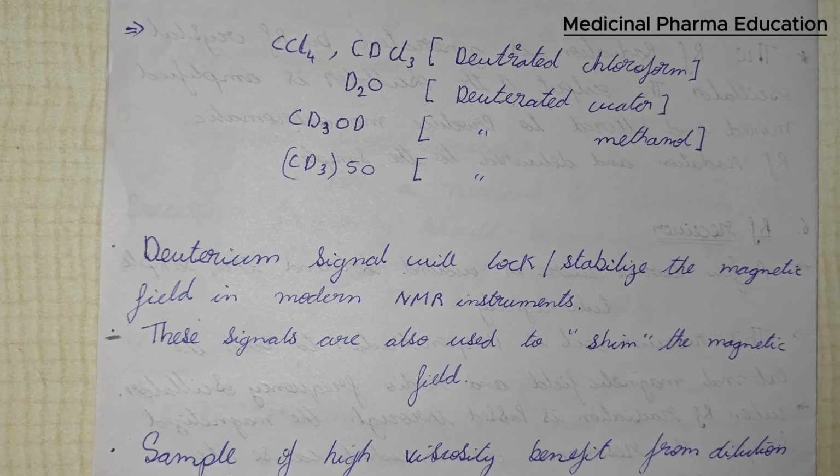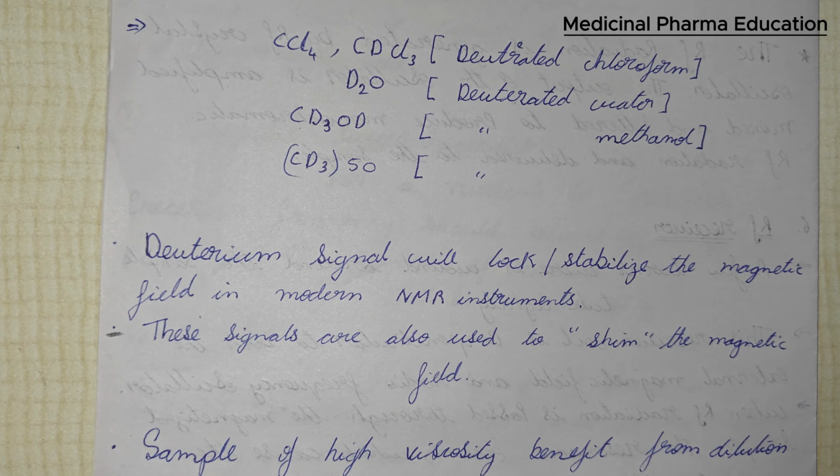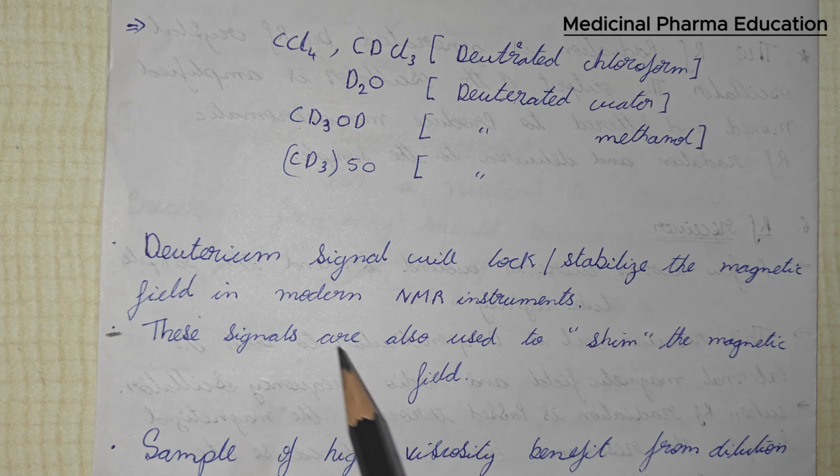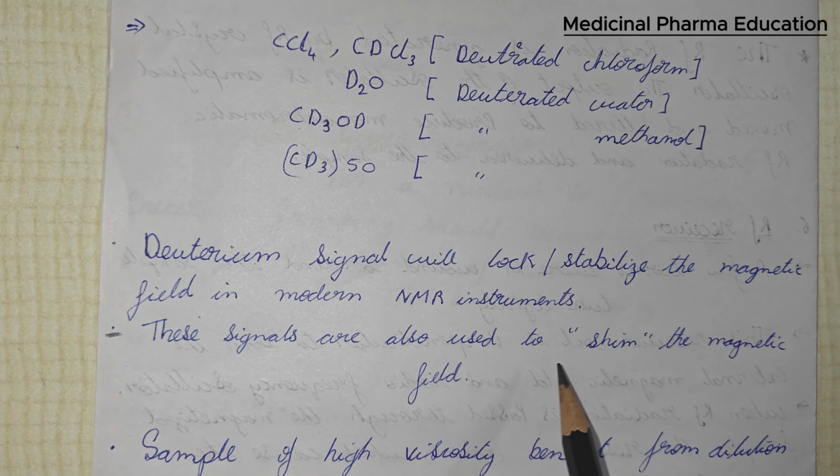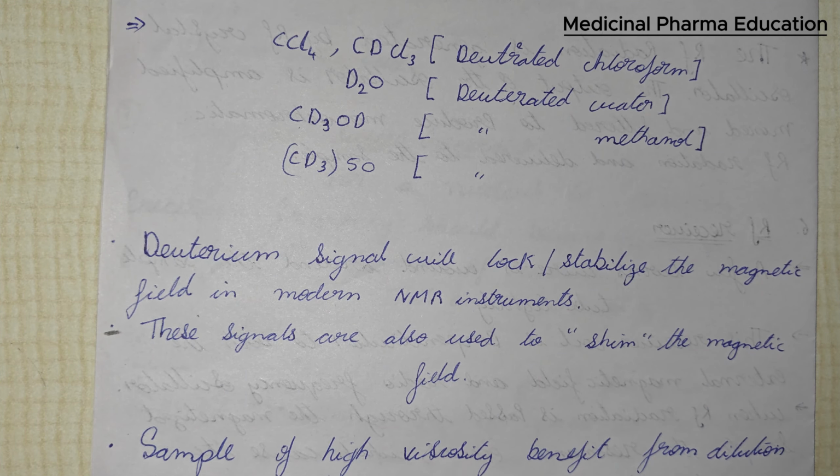Next, here we are going to discuss some points. Deuterium signal will lock and stabilize the magnetic field in the modern NMR instrument. See, the most common is deuterium. It locks and stabilizes the magnetic field in modern NMR instruments. These signals are also used to shim the magnetic field.